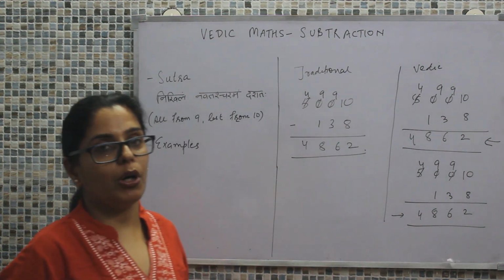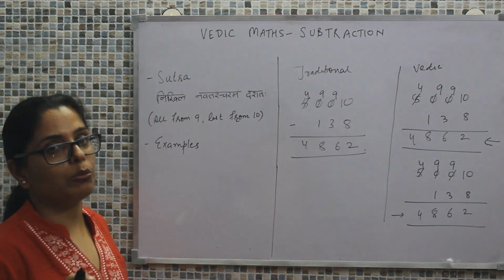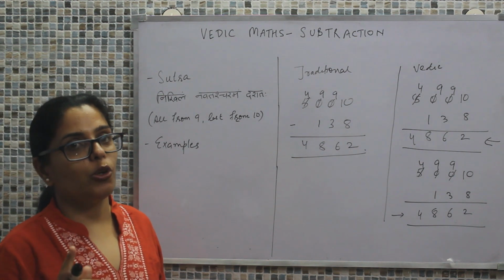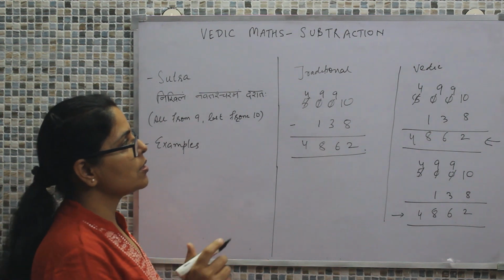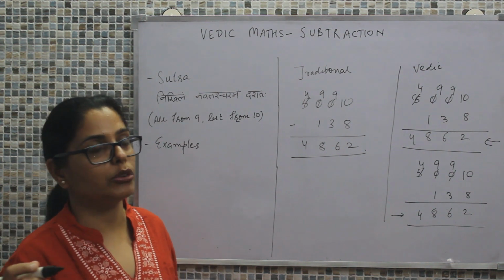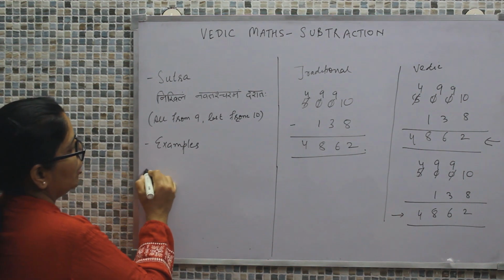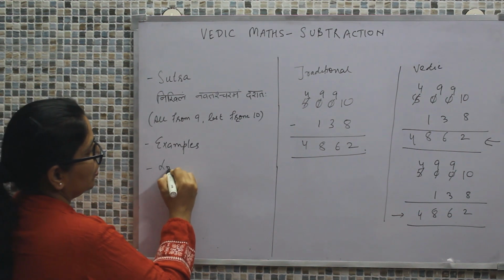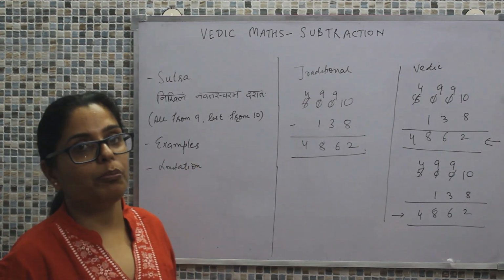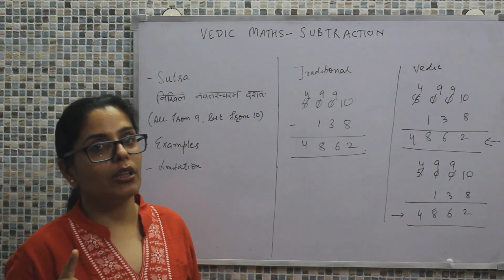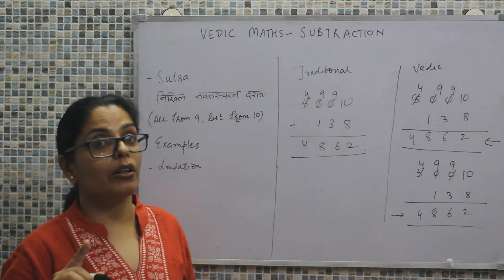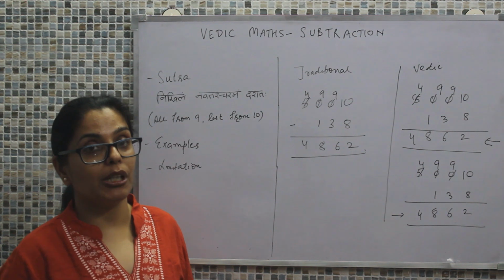Now let's talk about where this particular sutra can be applied. I hope you have observed that in both cases I took numbers which are multiples of 10, 100, 1000 and 10,000. It means that when we are using this sutra for subtraction, we have to make sure we are subtracting from numbers ending with zeros, or which are multiples of 10.